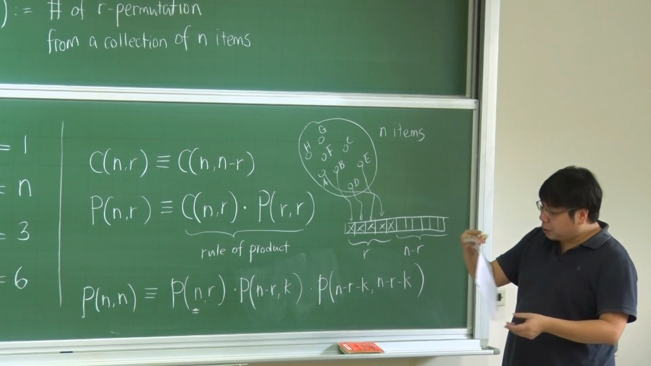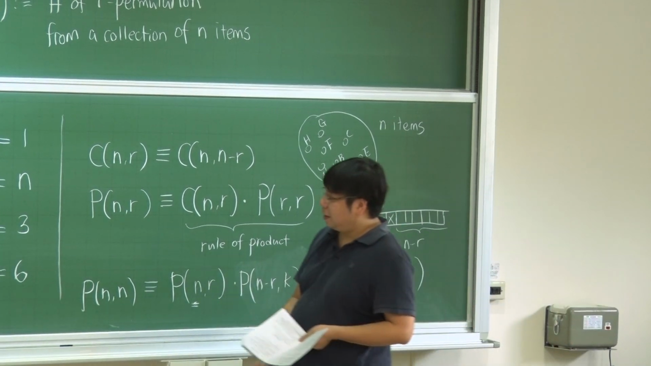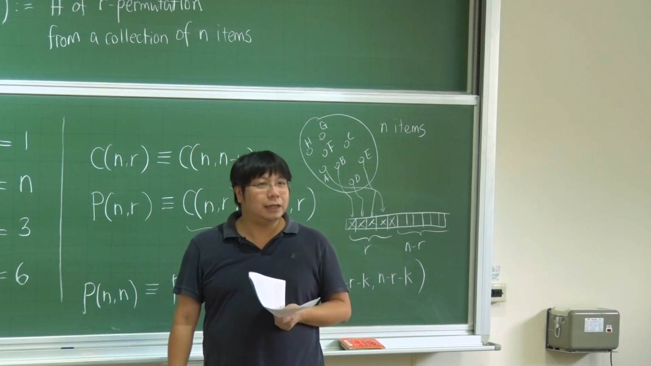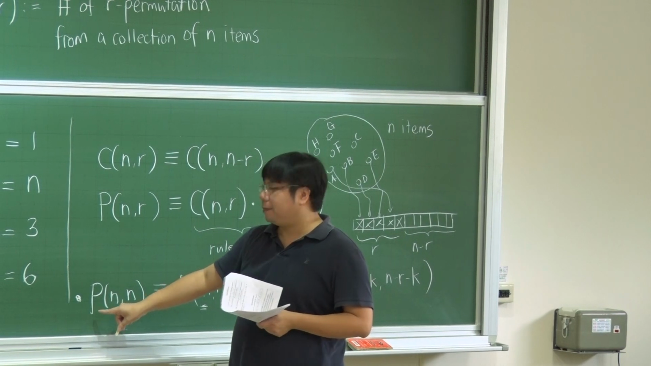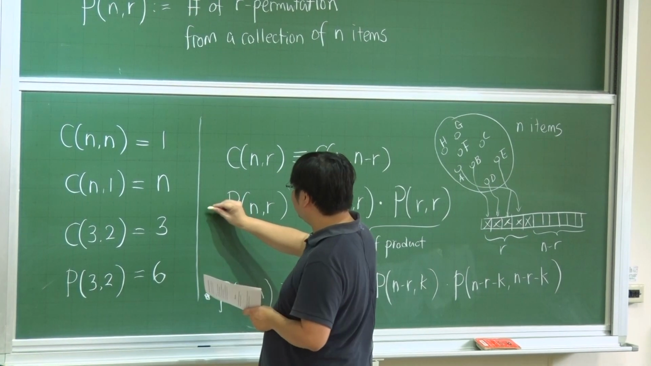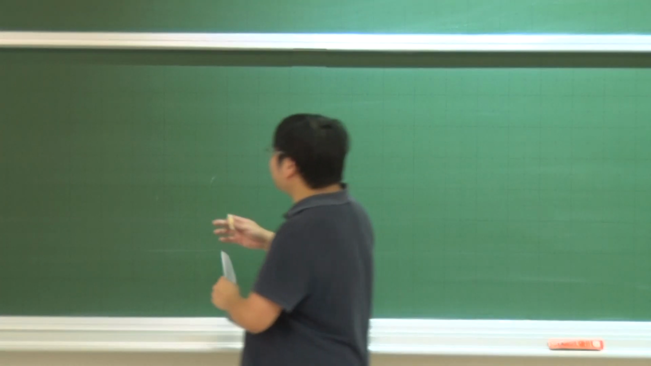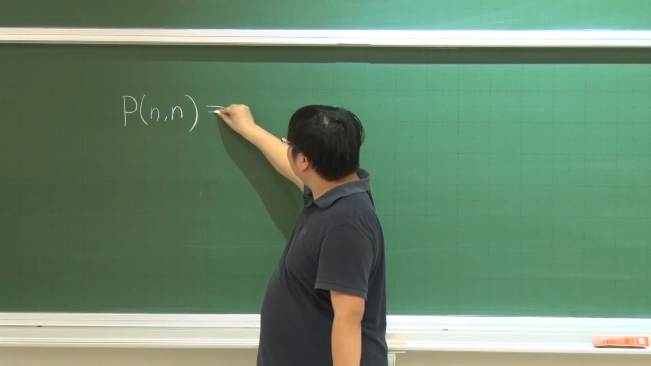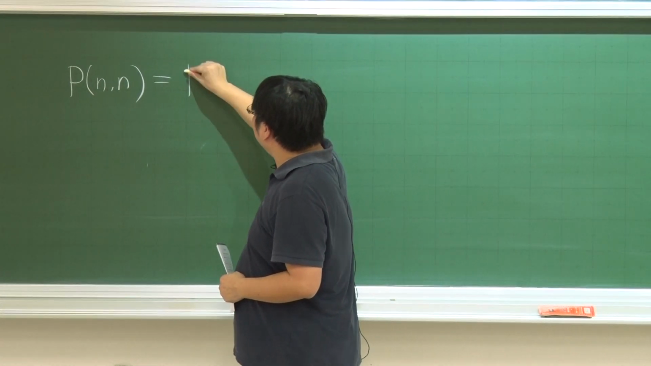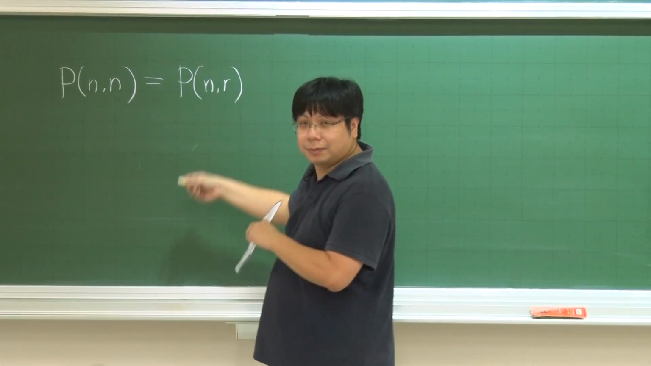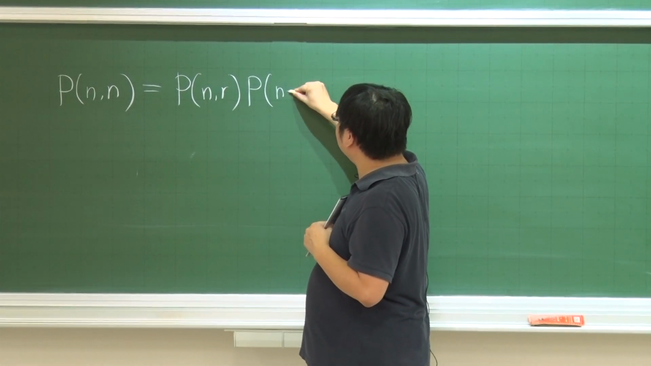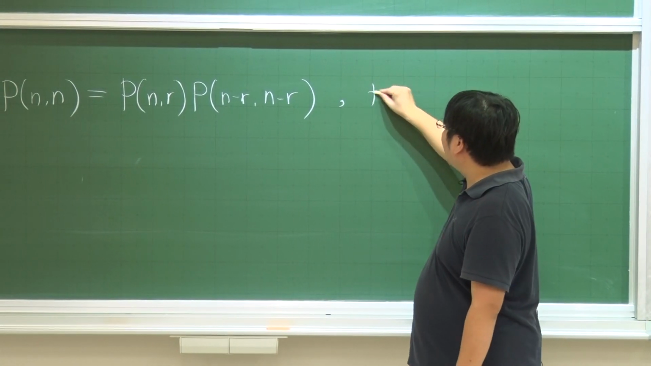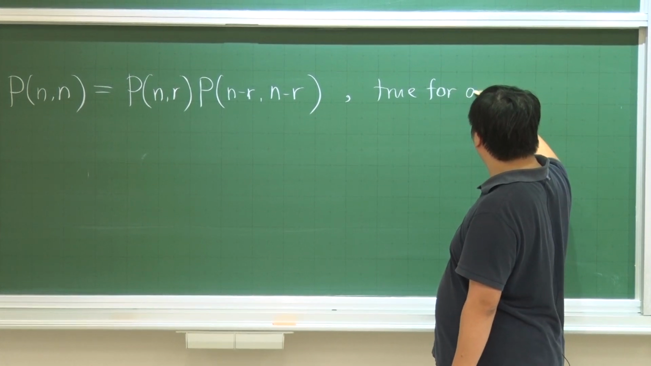So far, we don't have any formula yet, but we can now derive the formulas based on these things so that we can later use them handily. Okay, so let's derive a formula for P(n,R). First of all, let's take a look at what P(n,n) is. On that side, we are saying that this is equal to P(n,R) times P(n-R, n-R). Am I correct? And this is true for all R.